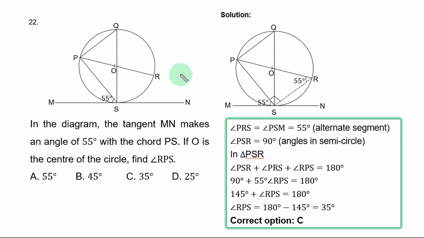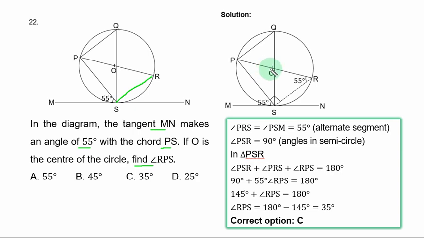Question 22. In the diagram, the tangent MN makes an angle of 55 degrees with the chord PS. If O is the center of the circle, find angle PSR. So let us join these together for us to form a triangle with PSR. That is what you have here. Now this angle is equal to 55 degrees, alternate segment.